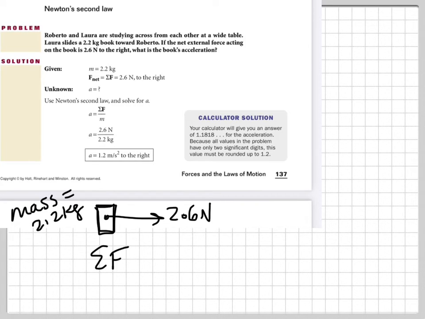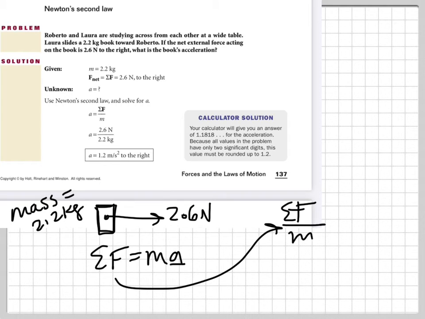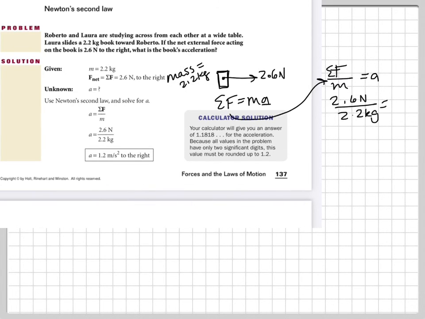So here we were given the net force. So sum of forces equals ma, and we want acceleration. So net force divided by mass equals acceleration. 2.6 newtons divided by 2.2 kilograms gives us 1.1818181818.